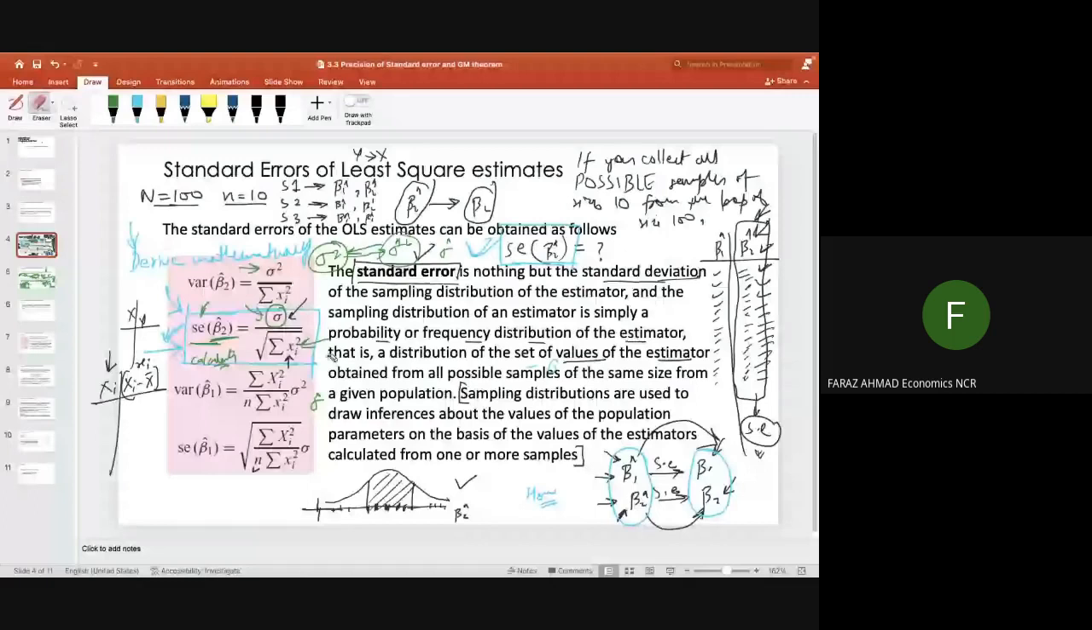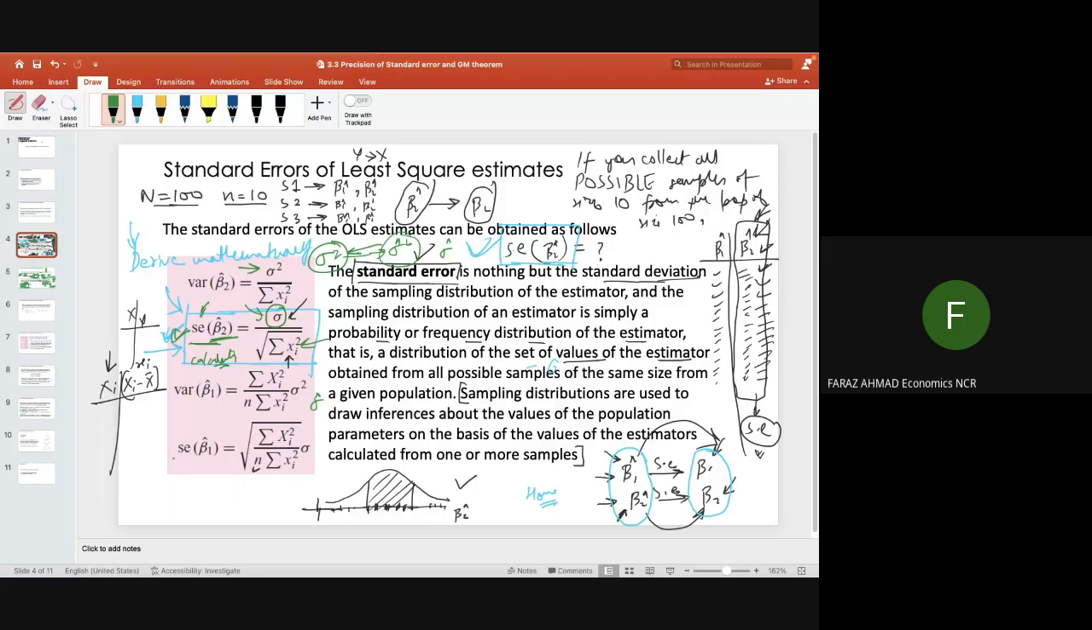Now we can never have all these beta 2 hat values, because we can never have so many samples; we can never have all the possible samples of size n from a given population. So we can never get this distribution of beta 2 hat, right?